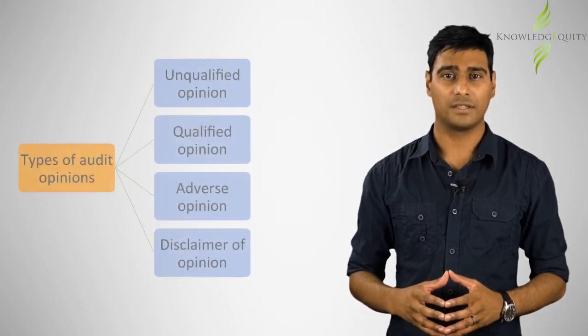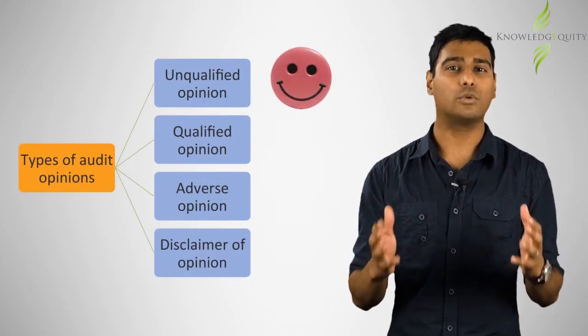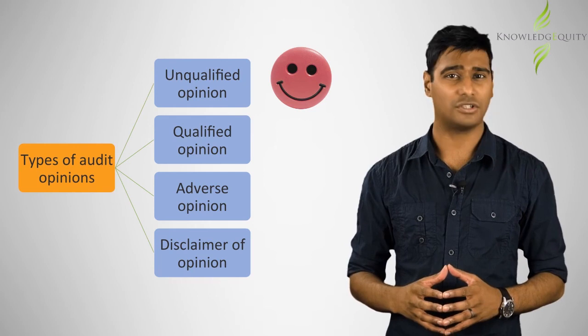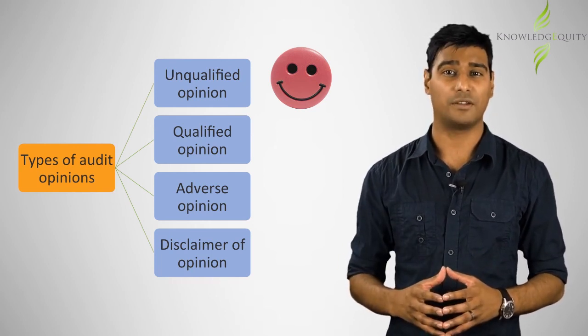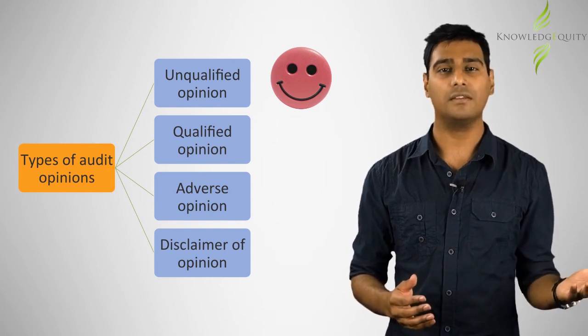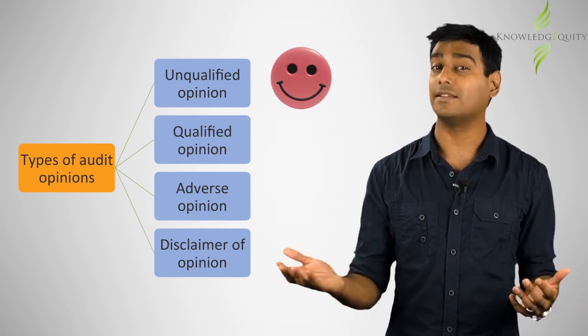To recap, there are 4 types of audit opinions. The best opinion would be an unqualified opinion. Any changes to this would be considered a modified opinion. There are 3 types of modified opinions, namely qualified opinion, adverse opinion, and a disclaimer of opinion.